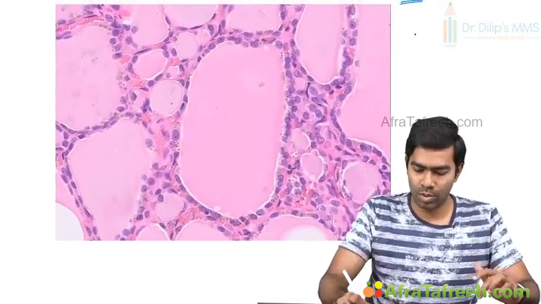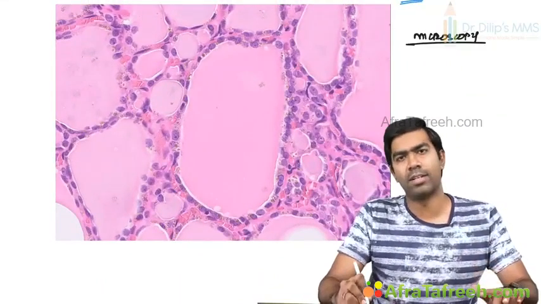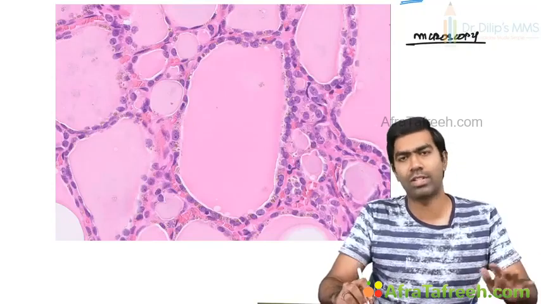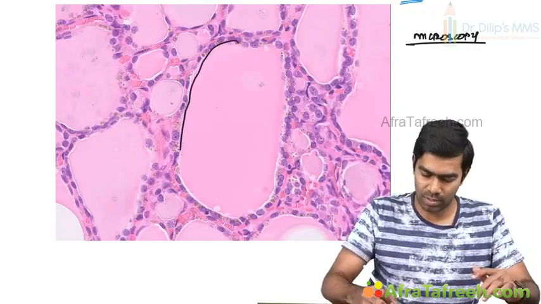So with this, let us move on to a little bit of microscopic anatomy of the thyroid gland. You know, the basic functional unit of the thyroid gland is going to be the follicles. So this is a single follicle.